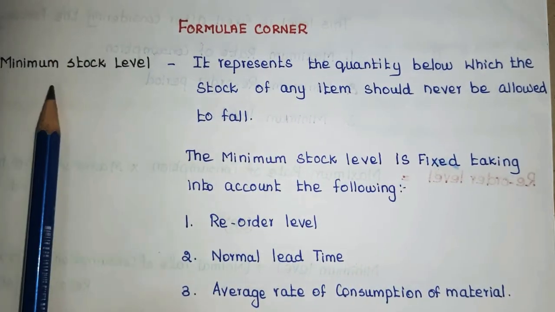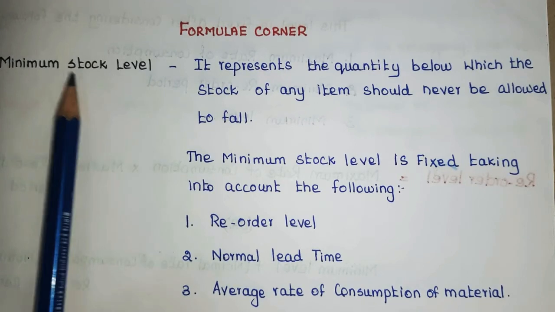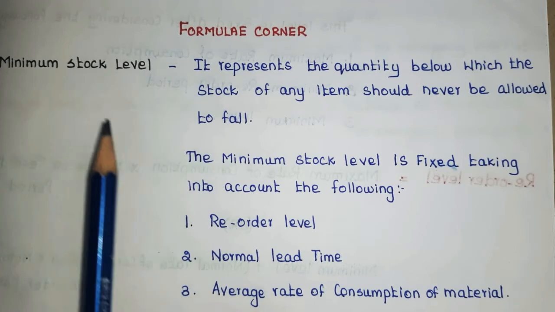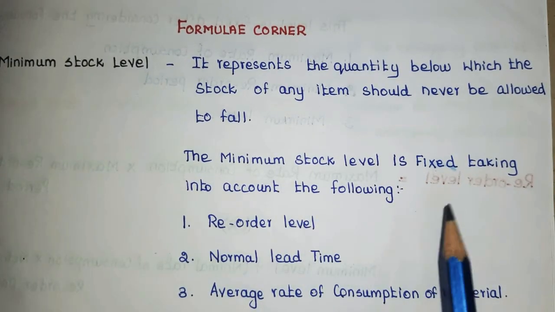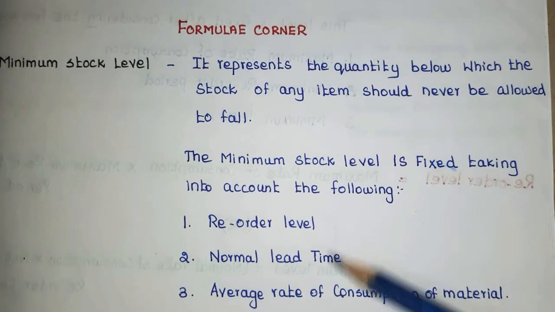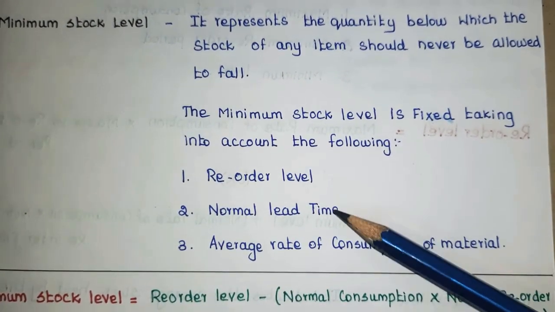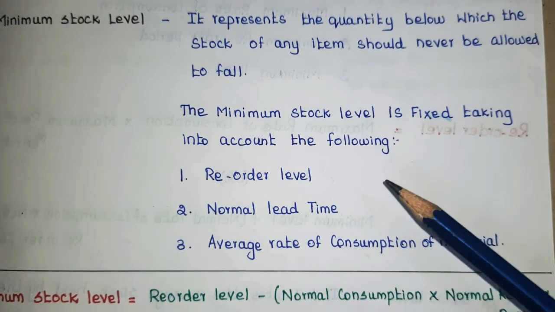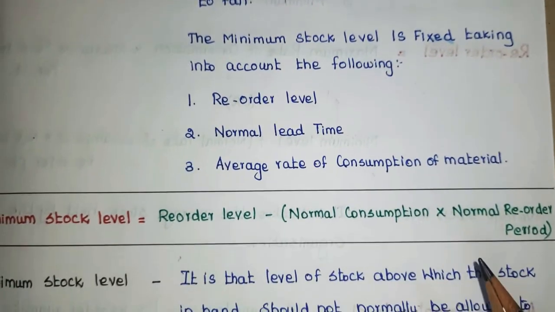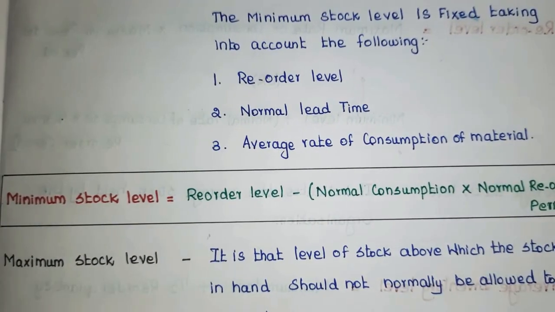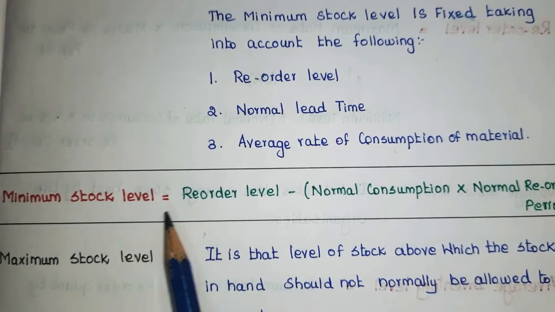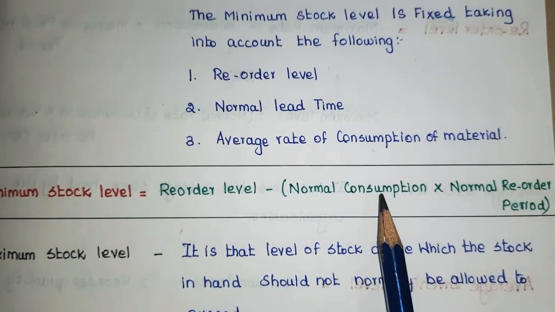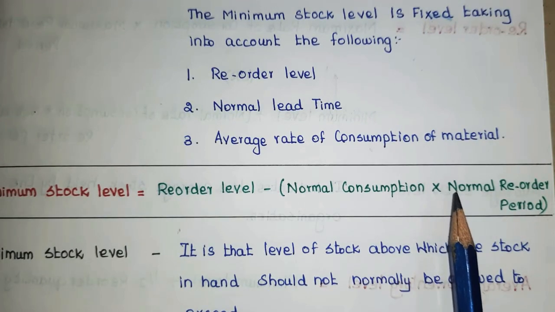The other names for minimum stock level are safety stock, buffer stock, or minimum limit. The minimum stock level is fixed by taking these factors into consideration: reorder level, normal lead time, and average rate of consumption of material. The formula for minimum stock level is: minimum stock level equals reorder level minus (normal consumption into normal reorder period).